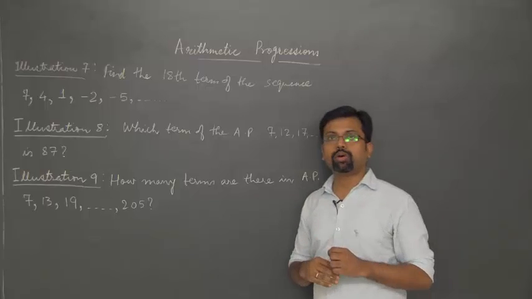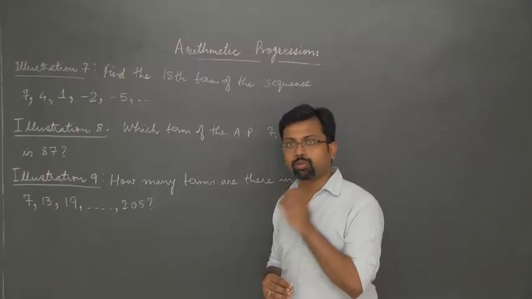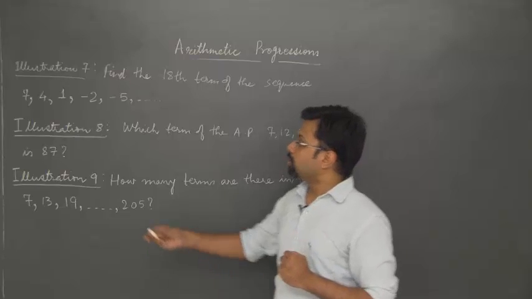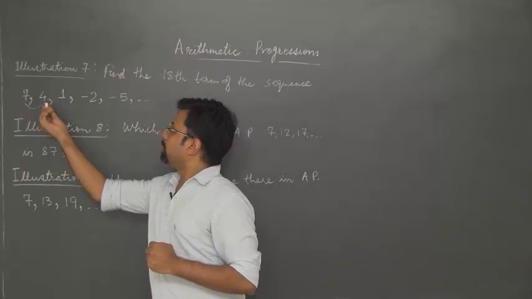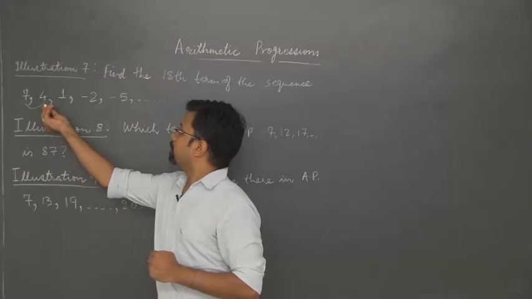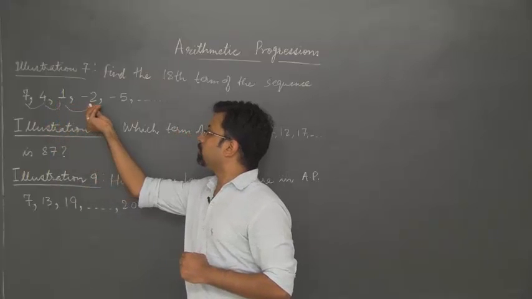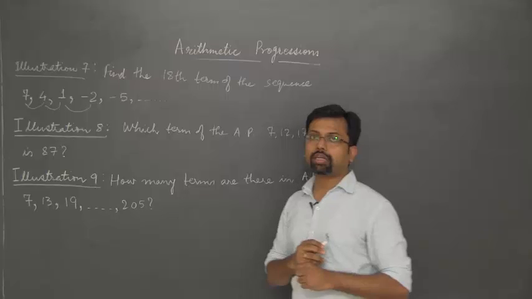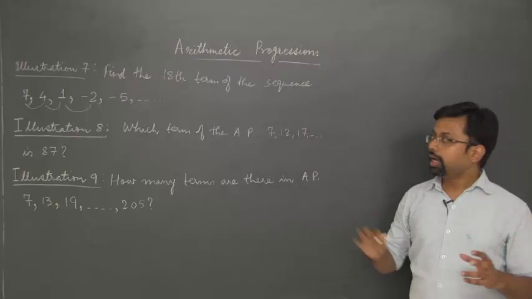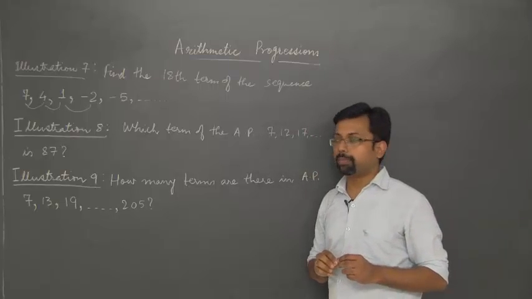First of all, we have to identify whether the given sequence is an AP or not. So the common difference here would be minus 3. Here also it will be minus 3. Here also it's minus 3. So it's confirmed that the common difference is a fixed number and hence the given sequence is an AP.